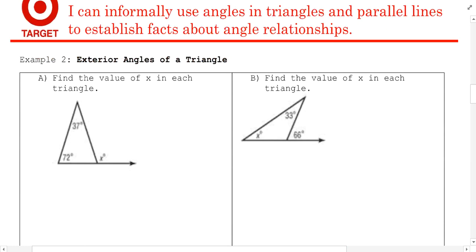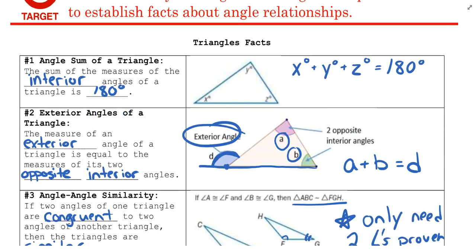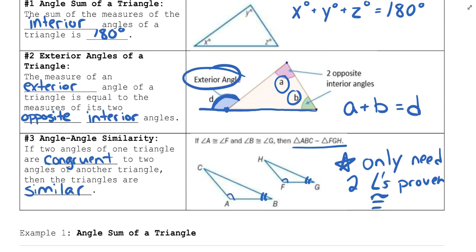If we move on to example 2, we have exterior angles of a triangle. And if you recall from our definitions, the exterior angle of a triangle, it says the measure of the exterior angle, or the angle that's outside of the triangle, is equal to the sum of the measures of its two opposite interior angles.